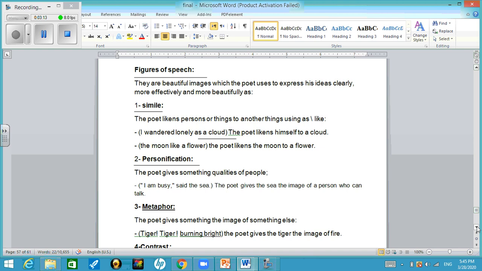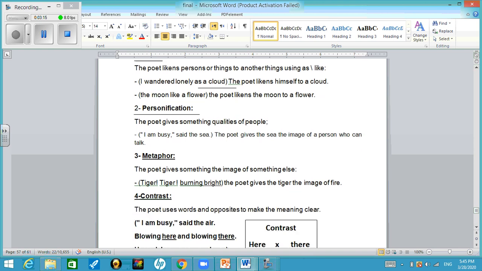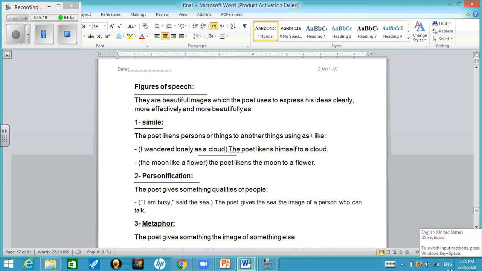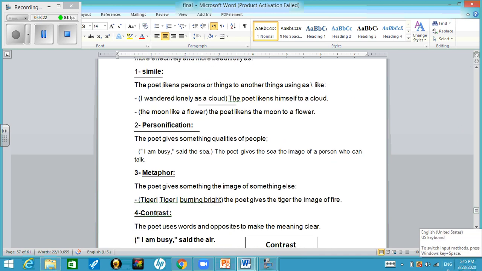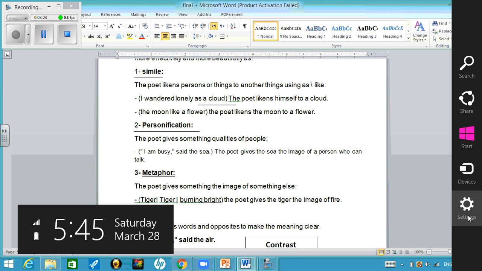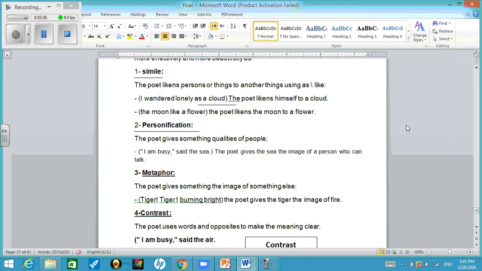Okay, so we have four figures of speech. First one we have is the simile. The simile. Okay, what is the simile? Simile is when you say that she is like a flower. So the poet is saying that this woman is like a flower.